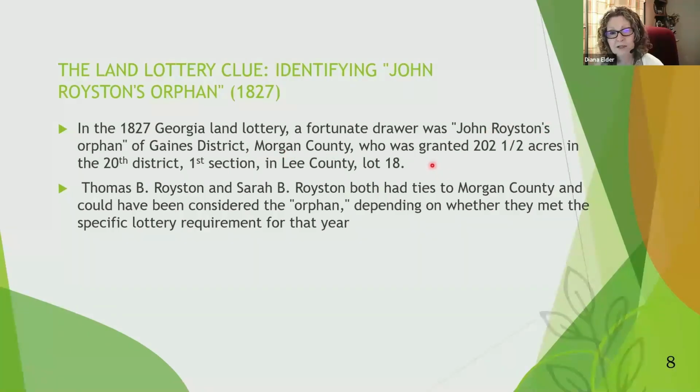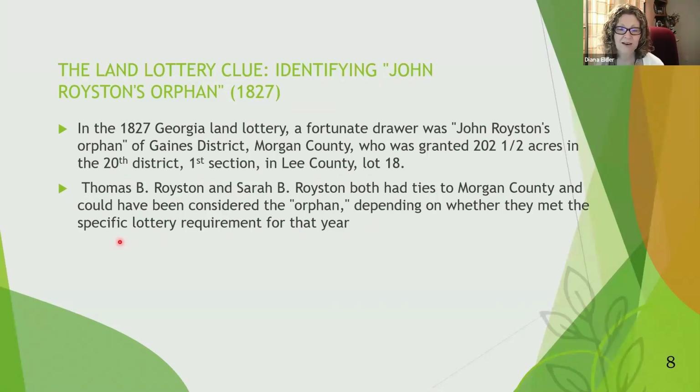Well, this fortunate drawer was granted 202.5 acres in the 20th District, 1st Section of Lee County, Lot 18. So very specific here. We should be able to track this land. Now, because Thomas and Sarah both had ties to Morgan County and could have been considered the orphan, which one would it be? Well, this is where we have to go and learn a little bit more about the lottery and what the specific requirement was for that year.